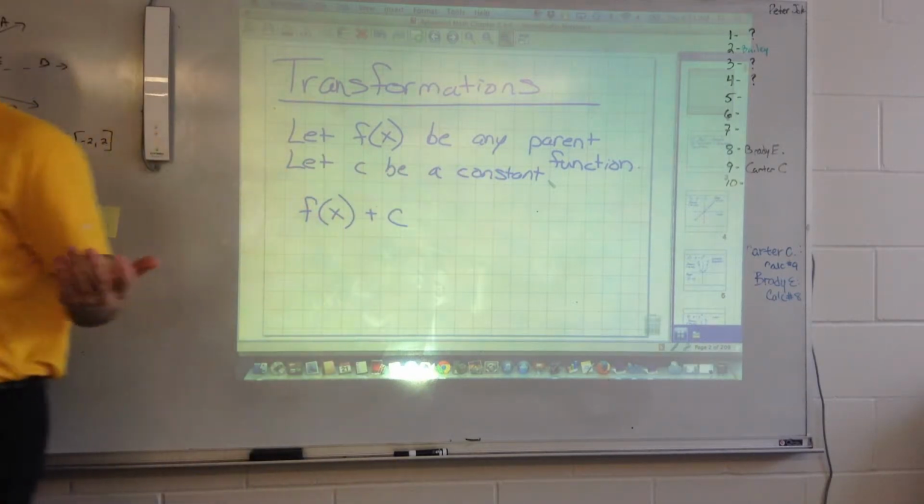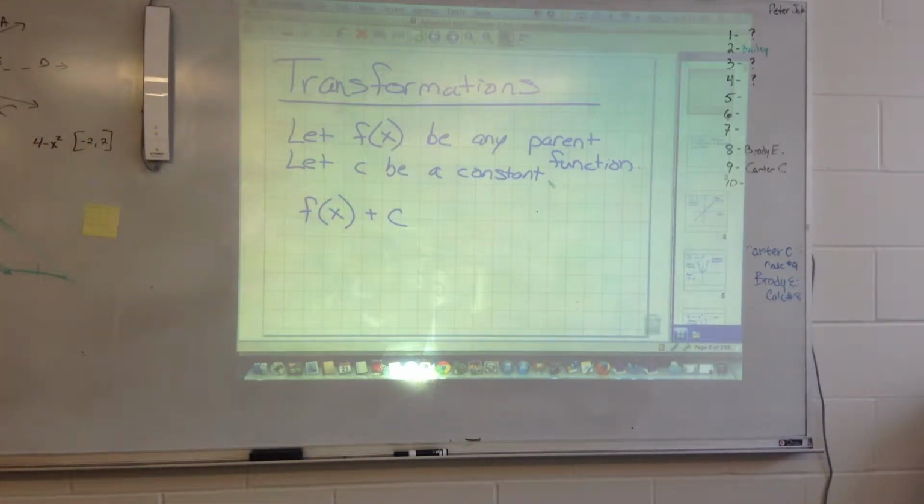What do I mean by some constant? It stays the same. It's a number. C can represent any real number, but it's going to stay the same. It's going to be some value.